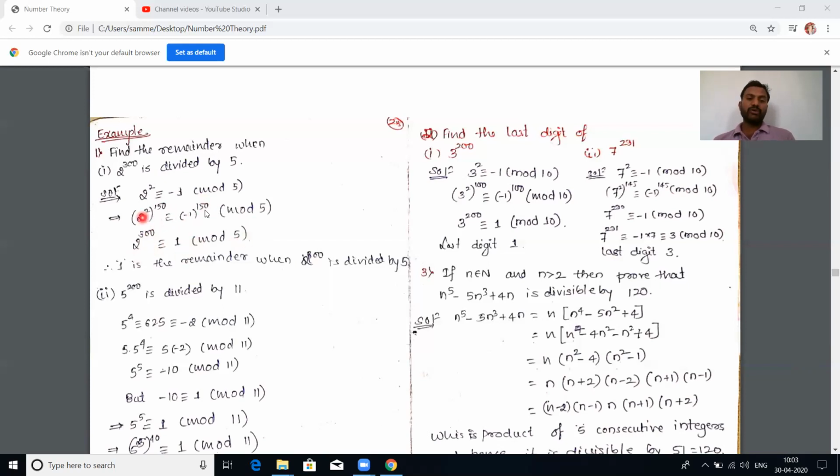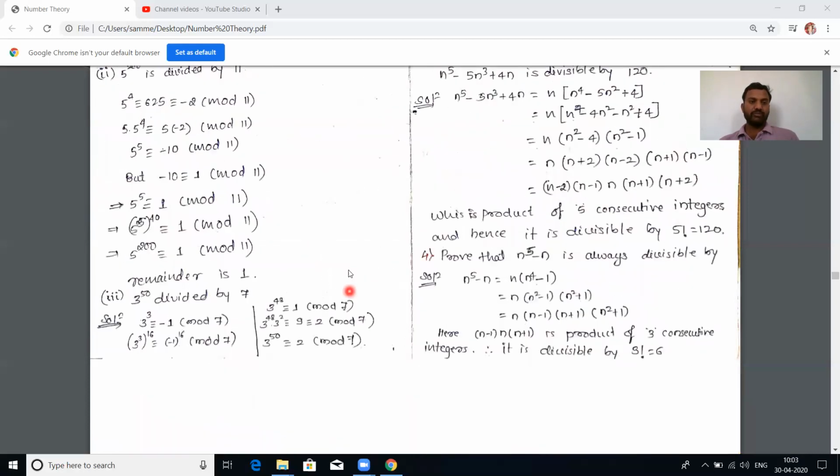Why have we raised the power on both sides and the congruence remains the same? Because we have seen the property that if a is congruent to b mod m, then a raised to n is congruent to b raised to n mod m, so we can raise the power n on both sides. Here n we have taken as 150. Therefore 2 raised to 300 is congruent to 1 mod 5. When you divide 2 raised to 300 by 5, we get a remainder of 1. So 1 is the remainder.